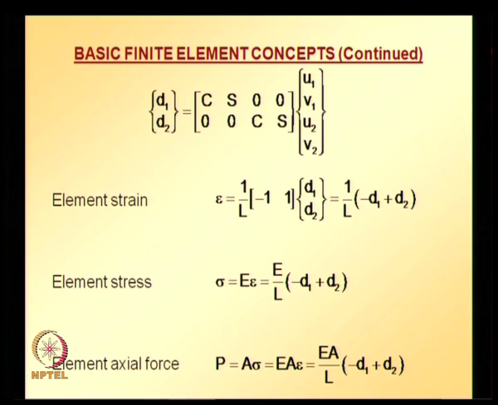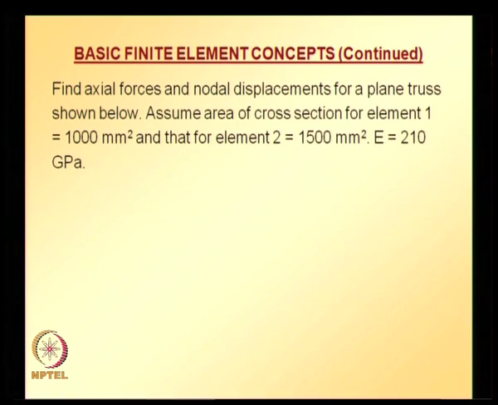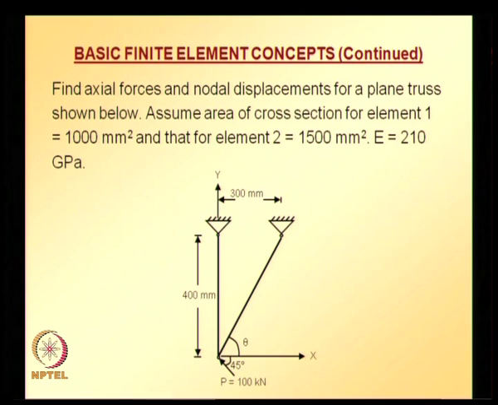So now we can solve an example, to understand the concepts that we learned now. Find axial forces and nodal displacements for a plane truss shown below, and assume area of cross section of element 1 to be 1000 millimeter square, and that for element 2 to be 1500 millimeter square, and material property Young's modulus is 210 GPa, and the truss is shown there and all the dimensions are indicated.